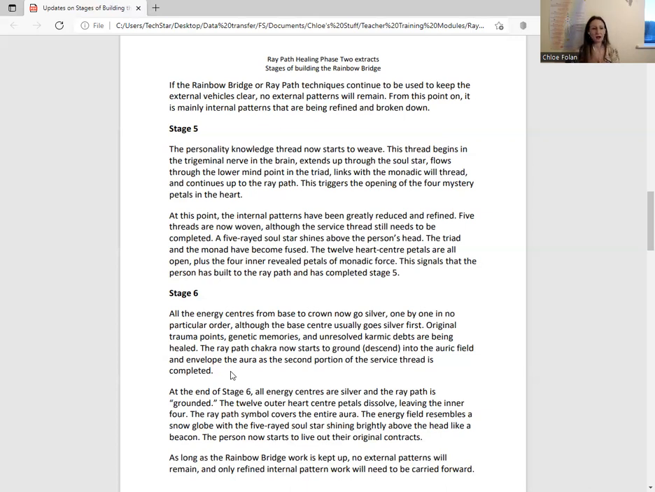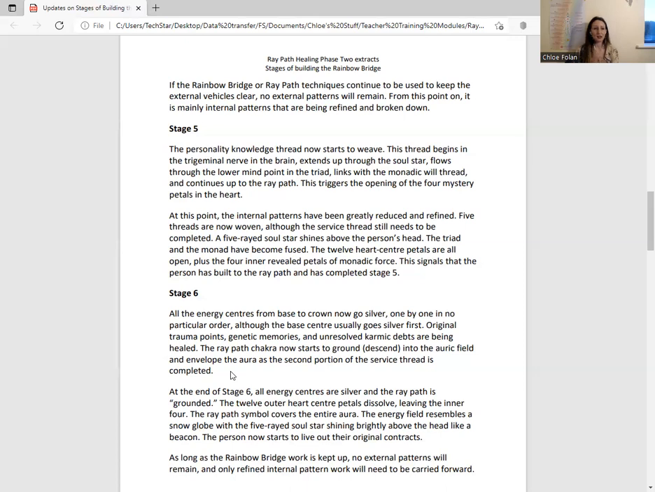So, of course, I still encourage use of the rainbow bridge, and at that point it would be the monadic thread techniques to continue to help with the refinement process. You've grounded your higher self, you've grounded spirit into matter, and you are now seeing through yourself and understanding your own internal perceptions at this point of development. It's a phenomenal point of development to encourage someone to get to, but it does take commitment.